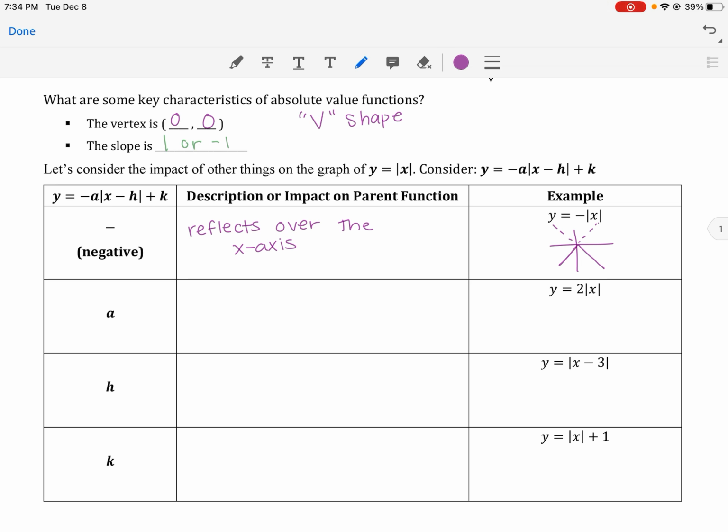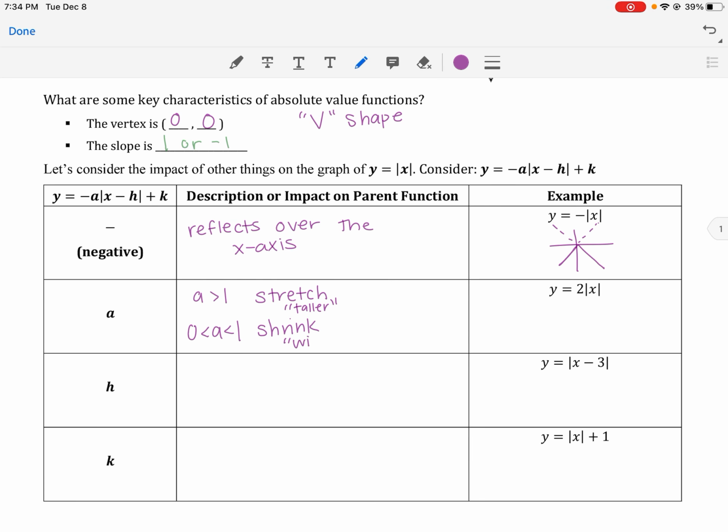Okay, a, remember this is going to change things. If a is greater than 1, we get a stretch. And if a is less than 1, but really if a is between 0 and 1, you get what they call a shrink. So the stretch makes it taller, or skinnier. The shrink makes it wider.